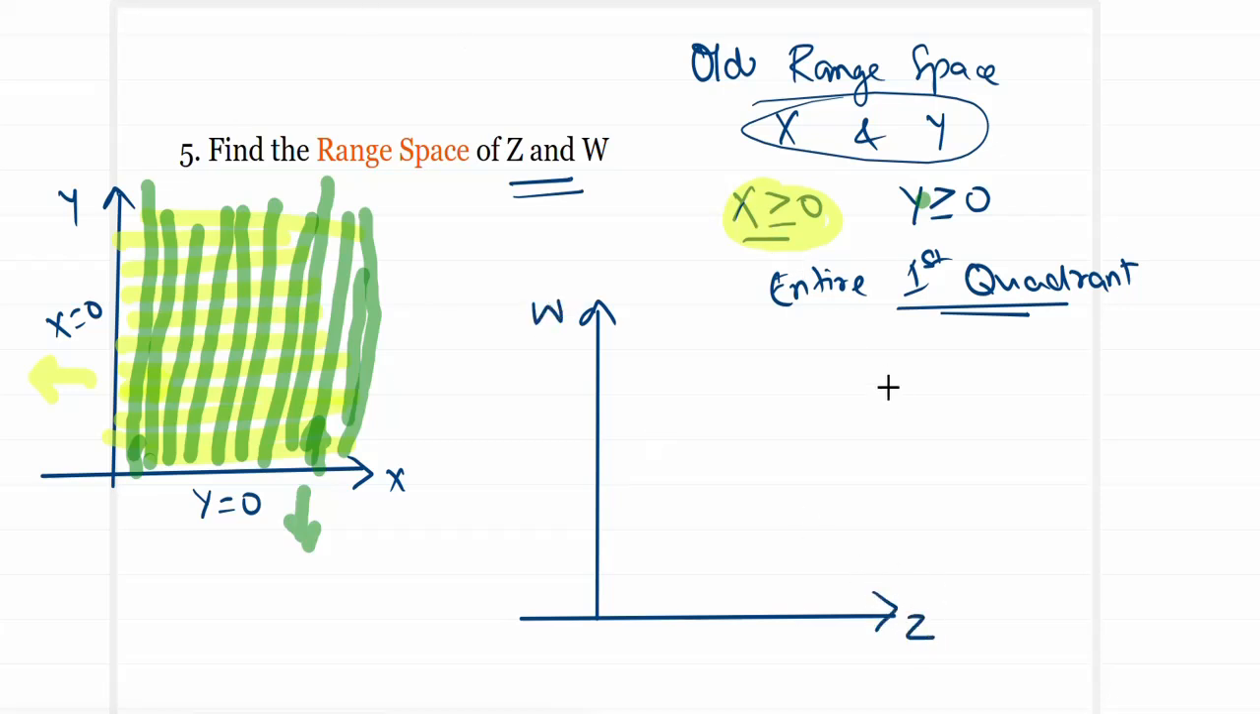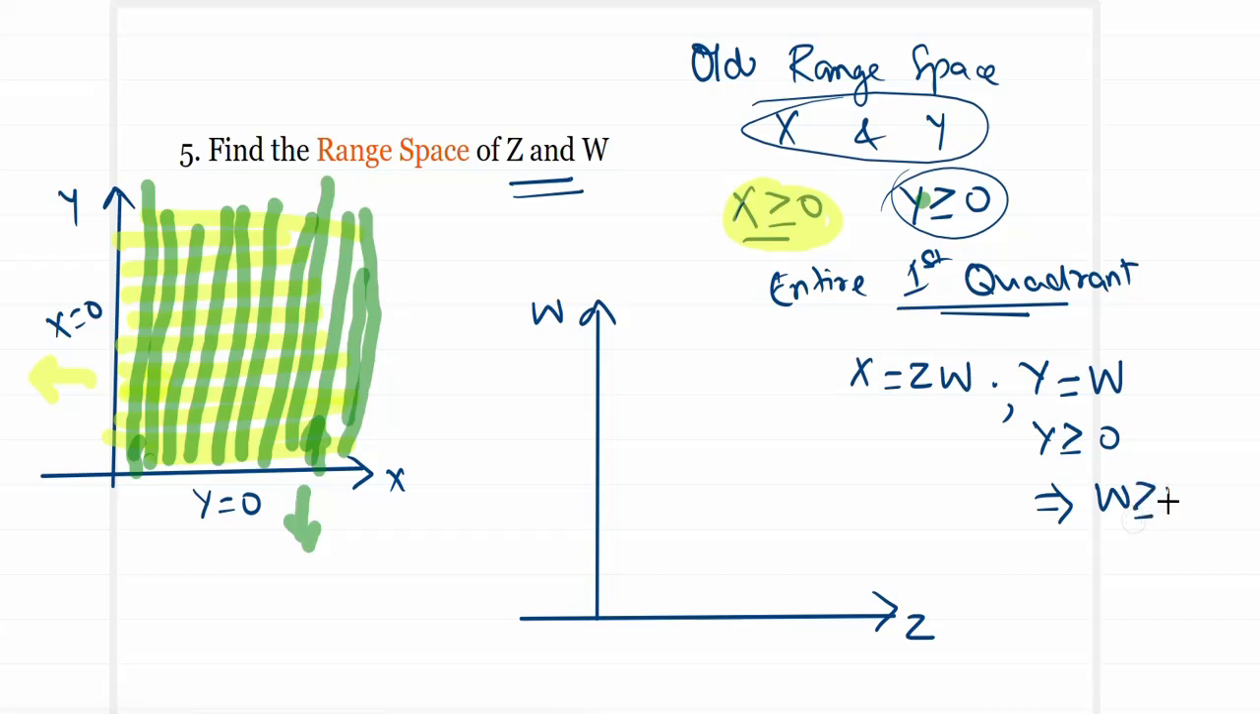Now what we know about x, I know that x is equal to zw, and what we know about y, we know that y equals w. Y greater than or equal to 0. What will this imply? W is also greater than or equal to 0. So I have got one quantity, w greater than or equal to 0. What is my limit of x? I have x greater than or equal to 0, which now tells me zw, what is my x? X is zw. This is also going to be greater than or equal to 0.